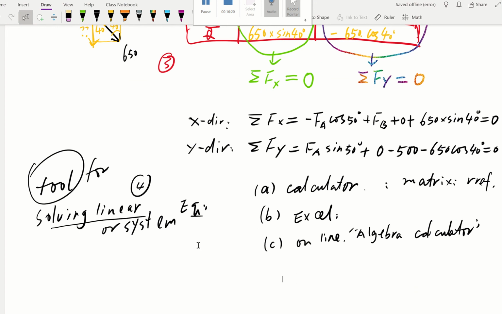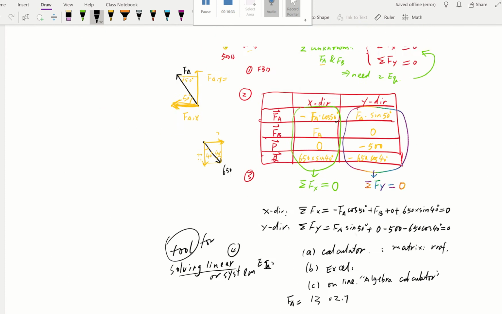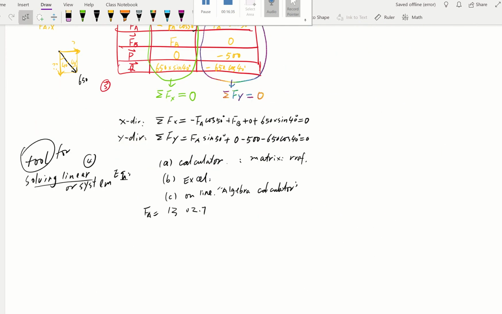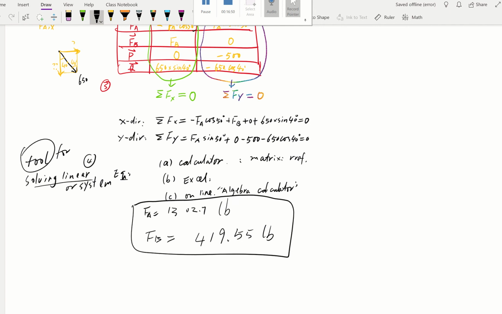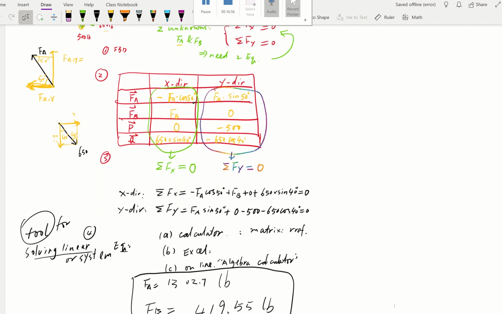So in that situation, my FA is going to be equal to 1302.7, and the unit is pounds. And our FB is going to be equal to 419.55 pounds. All right, so those are the two unknowns. Those are the two forces acting on this aircraft connection, and you just solved them.